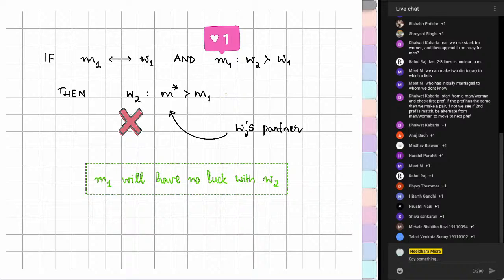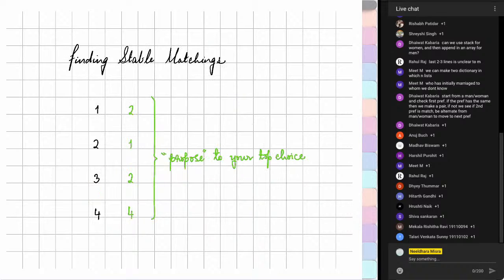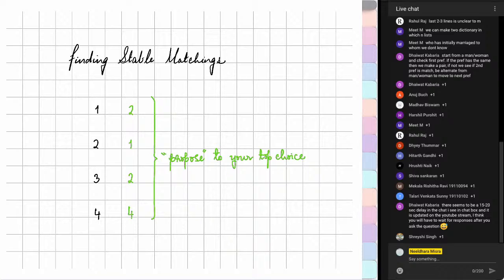But because the emphasis here is on actually implementing this algorithm, this is a spoiler alert: I'm just going to tell you what the algorithm is. But if you have any suggestions, please feel free to share them in the chat. Okay. All right. So I'm going to share with you what is called the men proposing algorithm. And this is not by any means a sexist formulation. It's algorithmically completely symmetric.